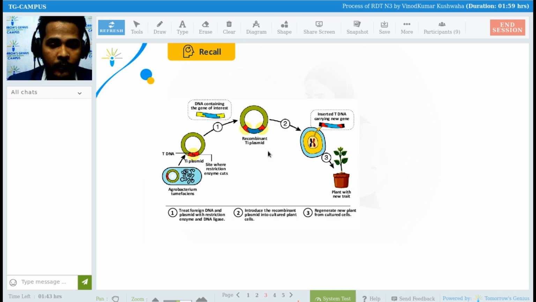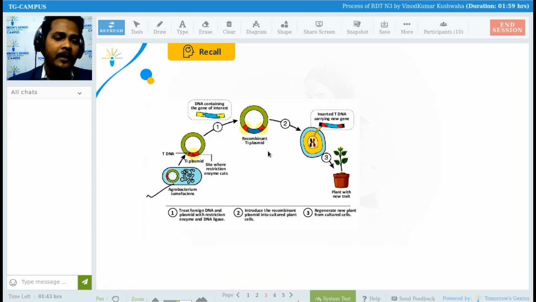Now this was just a recall of what we studied related to plants, like all the transgenic plants. We have already studied the transgenic Ti plasmids, T-DNA, and different types of vectors. We learned about it, right? So what is the role of that bacteria? You can see here Agrobacterium tumefaciens, a kind of soil bacteria which is present inside the soil.